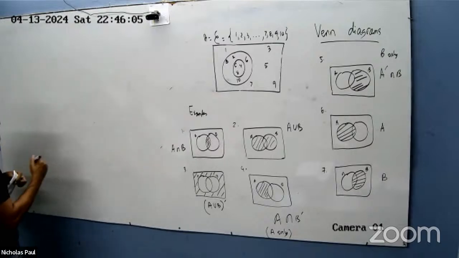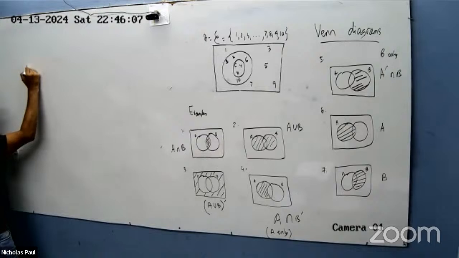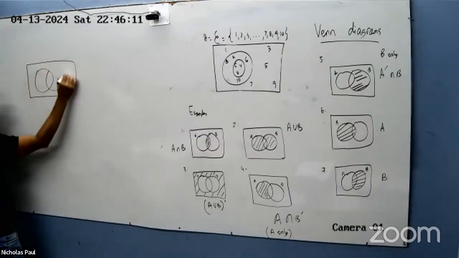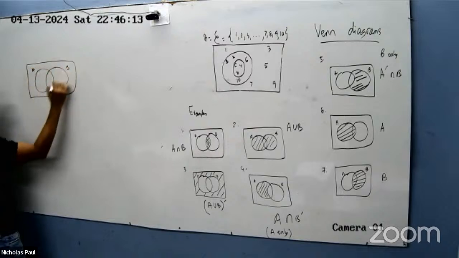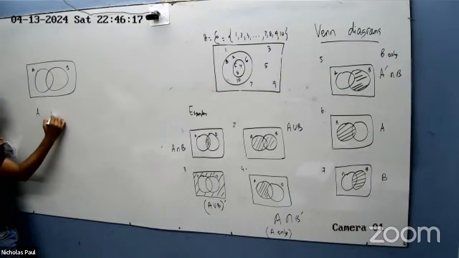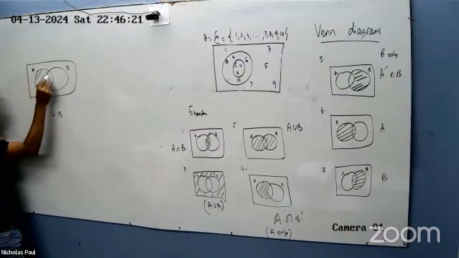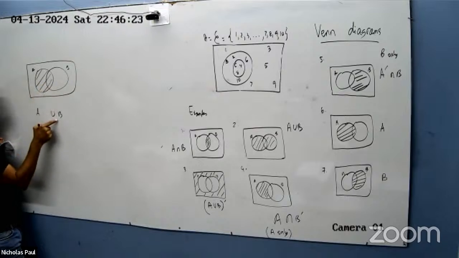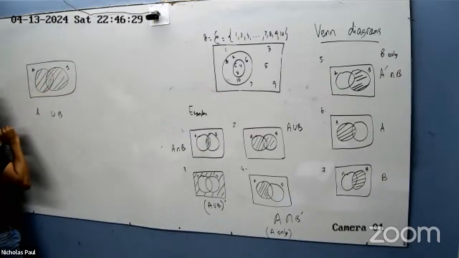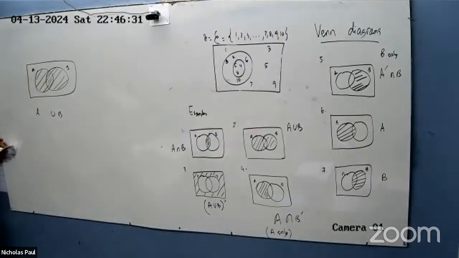I want to show you the next way to work it out. The next way is to start from what is given, if they give it. For example, if I say shade A union B, you shade A, and because it's union, you shade in the same direction, shade B. So that is A union B.